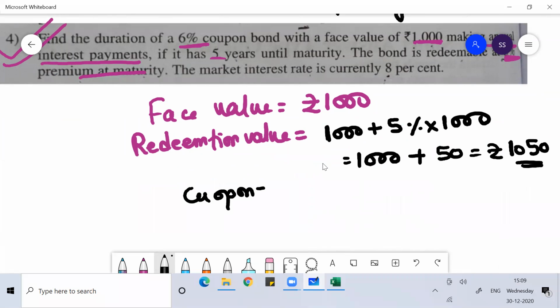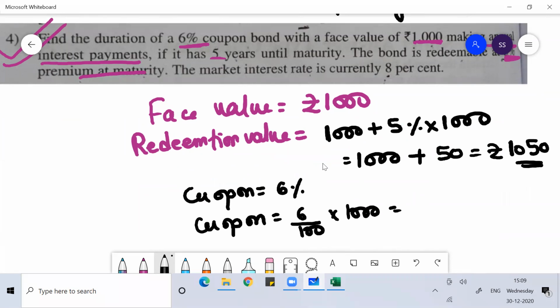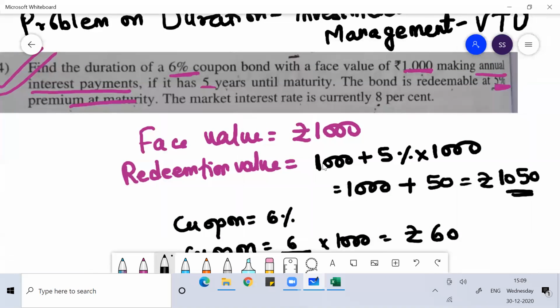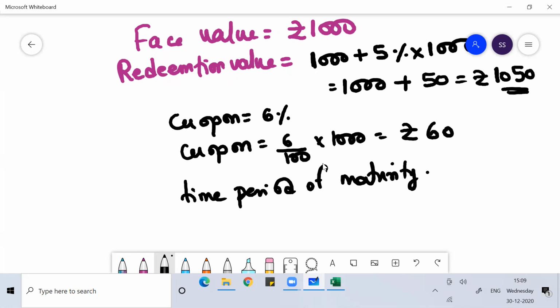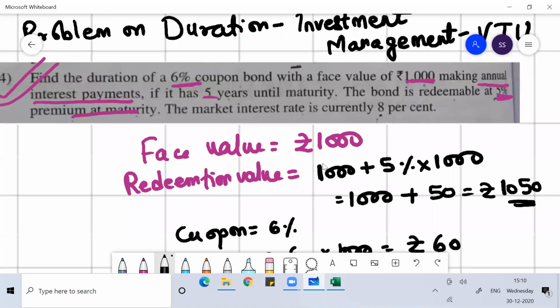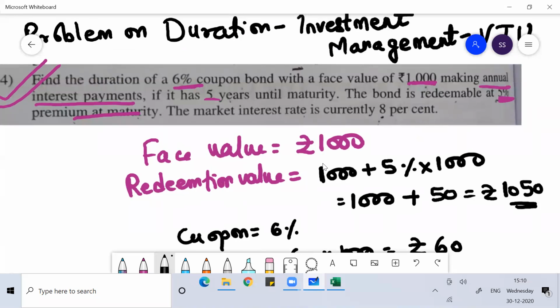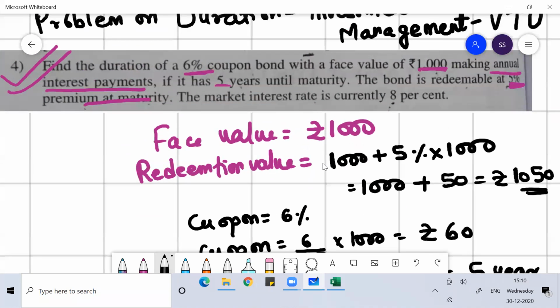So the coupon rate is 6%. The value of your coupon is equal to 6% of 1000, so the value of the coupon is 60 rupees. Then the time period of maturity is 5 years. And this coupon is 6%, so the coupon is 60 rupees.